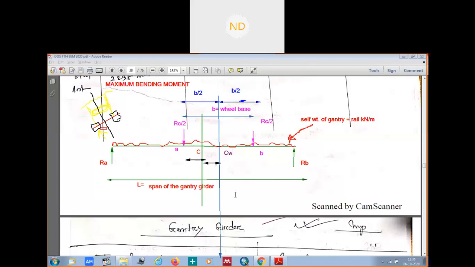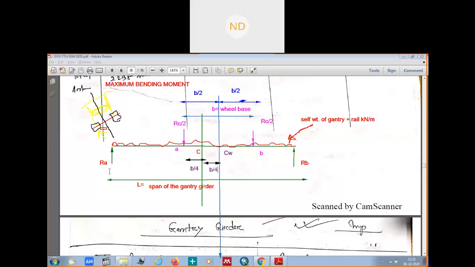That means here it will be how much? This was your B by 2. This distance was B by 2, from here to here. So if we divide this B by 2 again into 2 halves, it will be B by 4, and this will also be B by 4, right? So you have to place your crane girder wheels in such a way that the distance of the CG of the gantry girder from the nearest wheel, and the distance of the CG of the gantry girder to the CG of the wheelbase, should be the same.